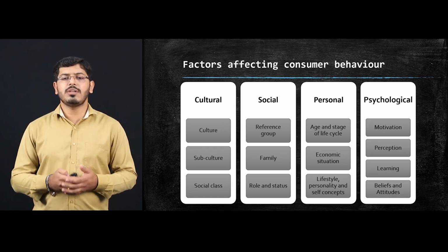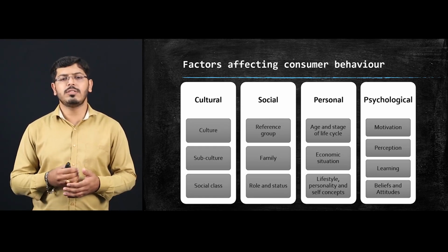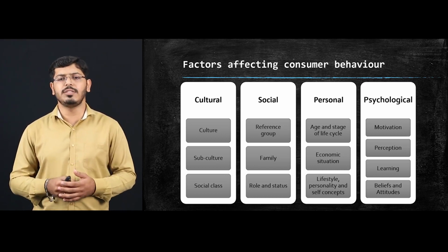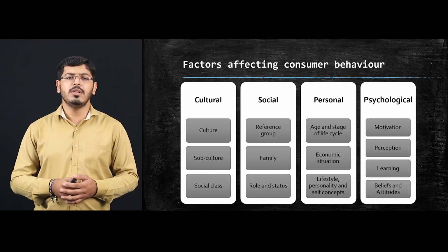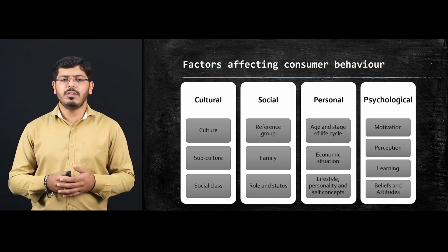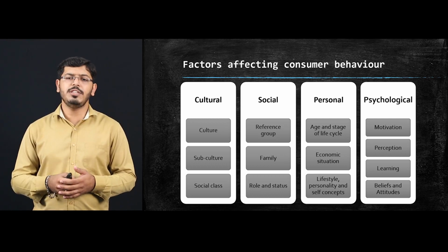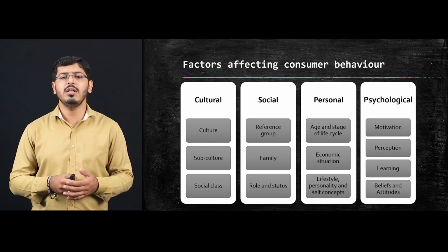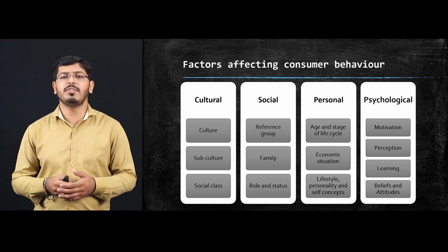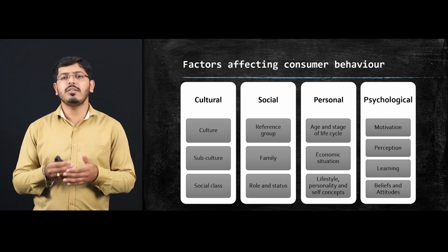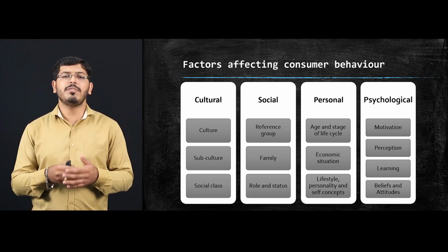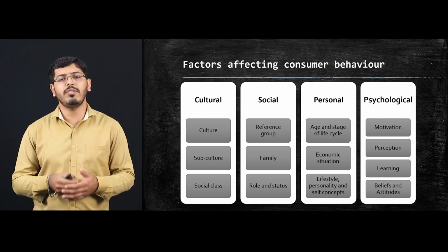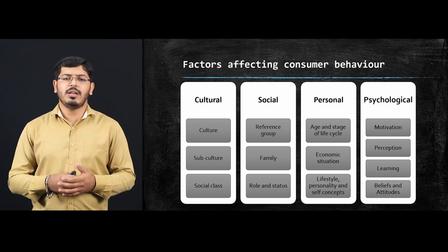Subculture. Each culture consists of smaller subcultures that provide more specific identification and socialization for their members. Subculture includes nationalities, religions, racial groups and geographical regions. For example, in Gujarat, Kathiawadi people prefer Fafda and Gathia, whereas Kutchi people prefer Dabeli, but in Maharashtra, Mumbaikars prefer Vada Pav.